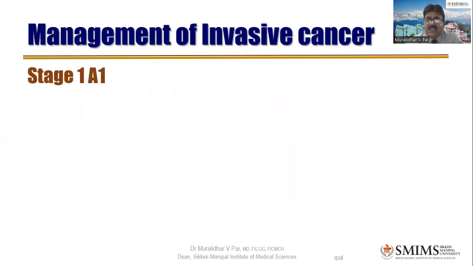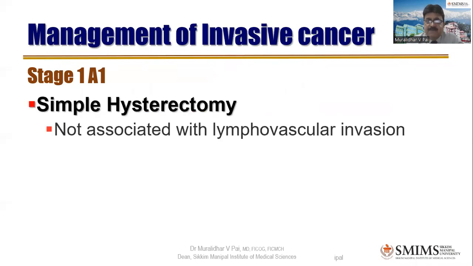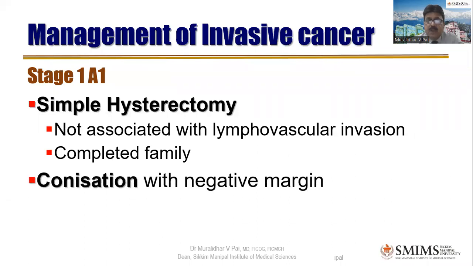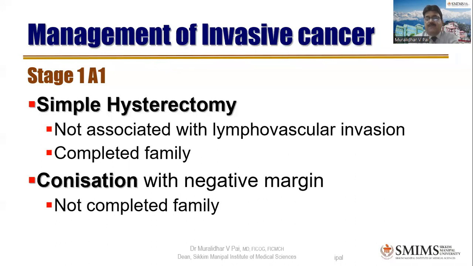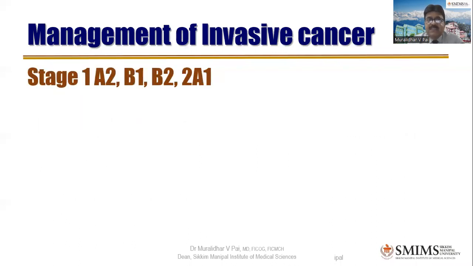For invasive cancer, stage 1A1, which is microinvasive cancer, simple hysterectomy is good enough, provided it is not associated with lymphovascular invasion after histopathological examination, and she has completed the family as well. Conization with negative margin can also be considered for stage 1A1. For those who have not completed the family and want to retain the uterus, conization is good enough. Whereas stage 1A2, A2 is again macroinvasive, B1 and B2. Now there is a new entrant called B3. B3 means more than 4 centimeters. So I have not put B3 here, though it is stage 1.